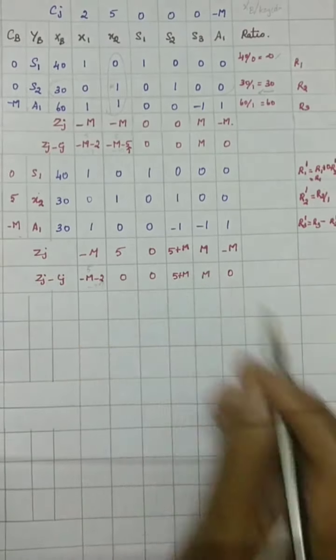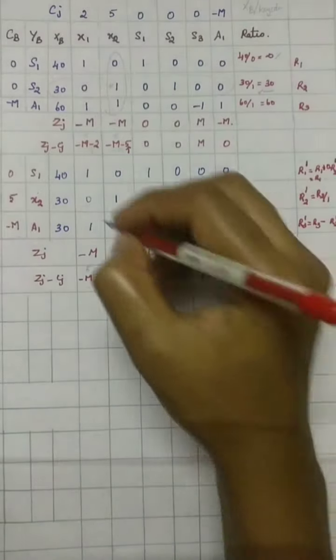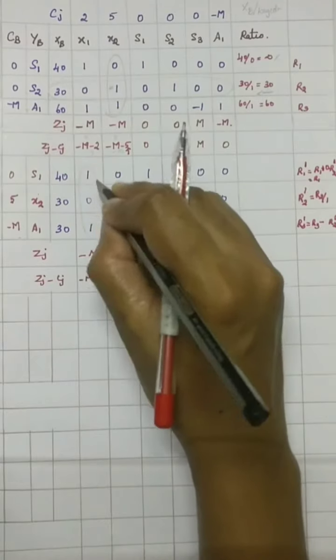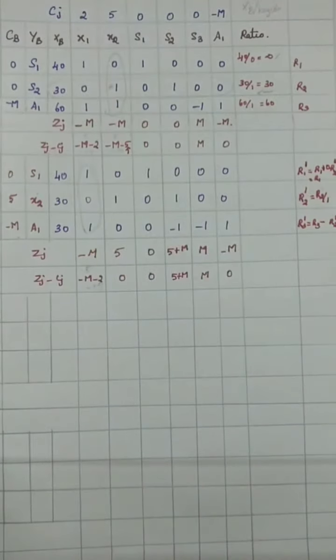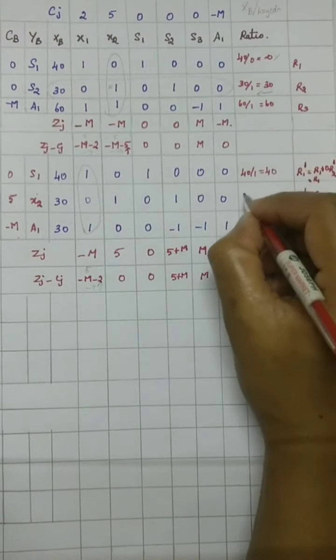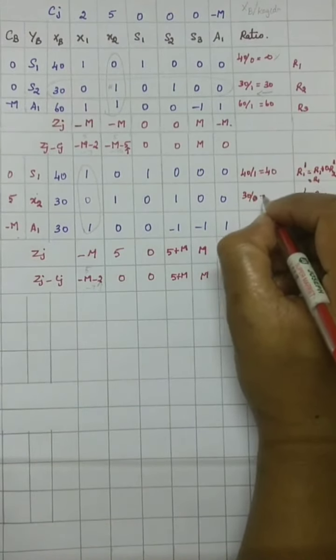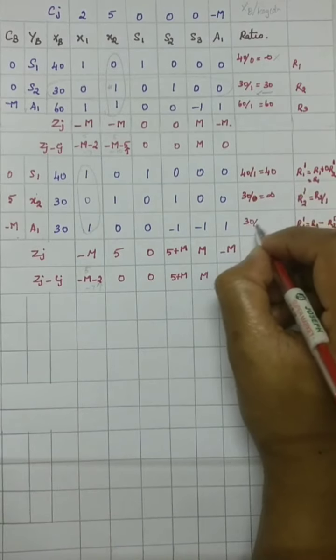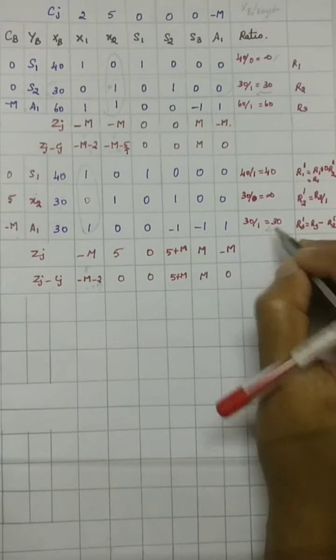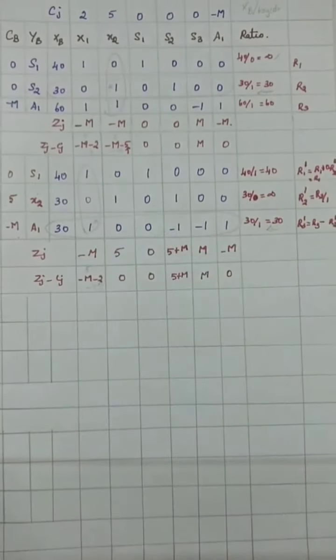So this is your key column. So you have to go with the key column. This is your key column. The next we have to find out the ratio. So the ratio: 40 divided by 1, that is 40. 30 divided by 0, that is infinity. 30 divided by 1, that is 30. So the least positive value means you have to choose this row. So this is your key row. So this is your intersection element.